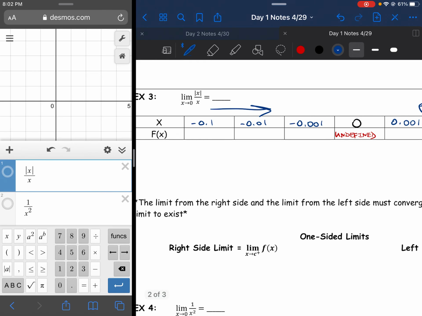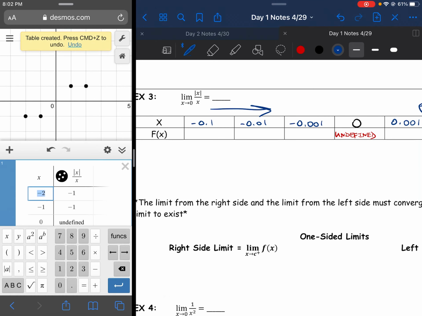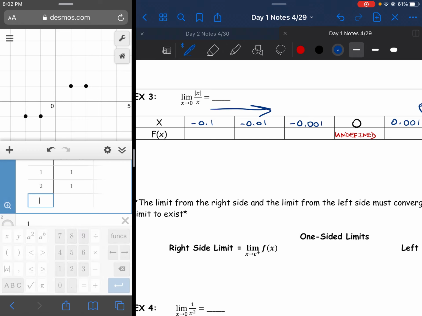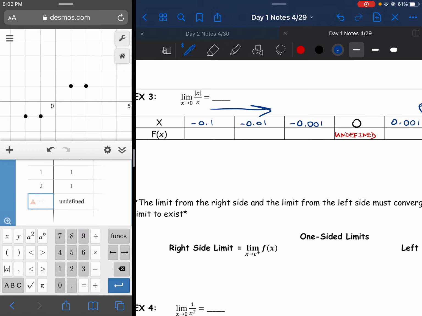So let's make a table and figure out these values. Again, we can see in the table that at 0, we get an undefined value. Let's start from the left side. Negative 0.1, we get negative 1. Okay, what about negative 0.01? We get negative 1 again. And now let's do negative 0.001.